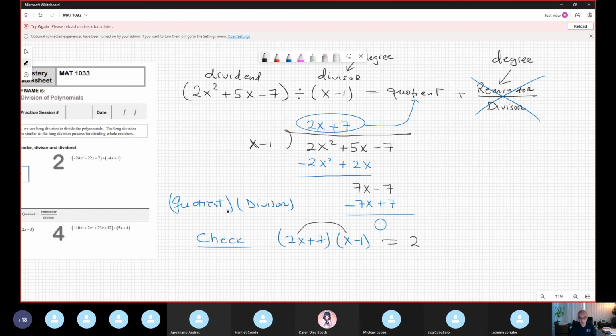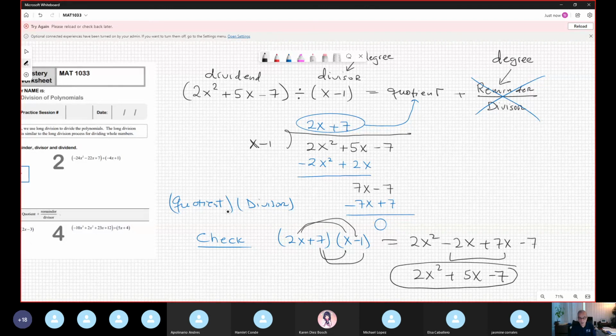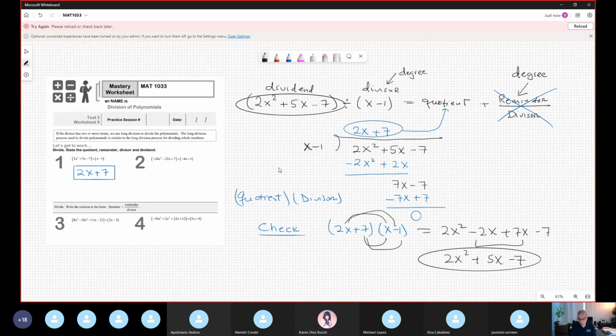FOIL: 2x squared, minus 2x, plus 7x, minus 7. When you combine like terms here, we have 2x squared plus 5x minus 7, boom, and we come back to the beginning. Therefore, this factor is perfect. This division was perfect. Okay, so Wednesday we continue this review.